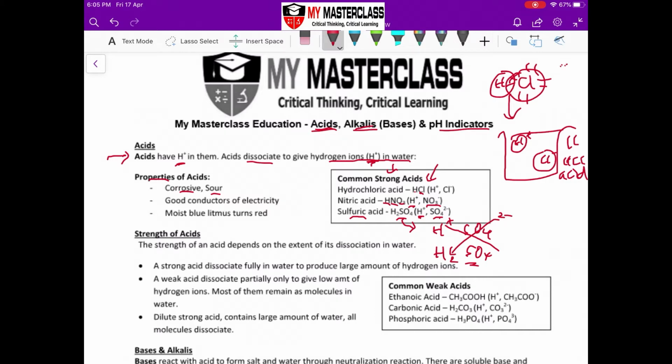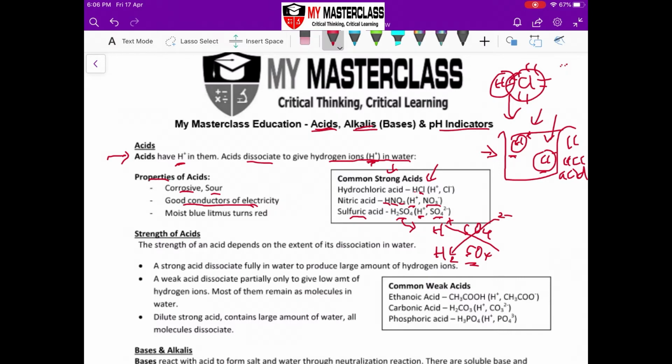Acids are good conductors of electricity in water. Because when you dissolve it in water over here, the ions will separate out. So when the ions dissociate, or when it ionizes, the H plus and your Cl minus act as charge carriers to conduct electricity.